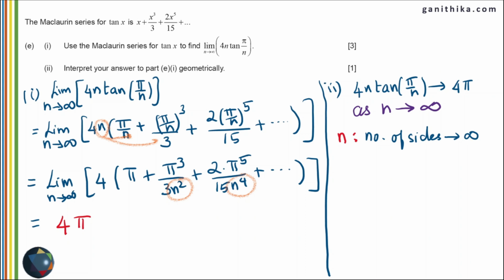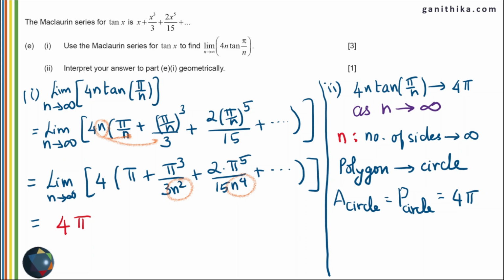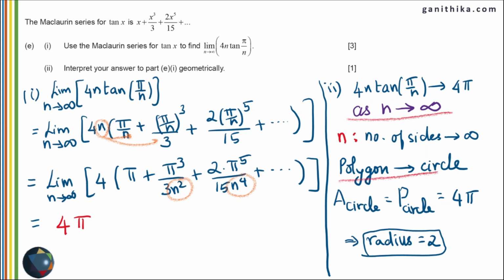We know that as the number of sides tends to infinity, the polygons become circles. So a polygon becomes a circle as the number of sides is infinite. This is already known to us, and this is what is being tested in this particular question, whether you know this concept or not. And also the area of the circle or the perimeter of the circle is going to be 4 pi, in which case the radius of this circle is going to be 2. Your answer is going to be, as n tends to infinity, the polygon becomes a circle of radius 2 units. This is what you are going to write as the answer for the E2 question.